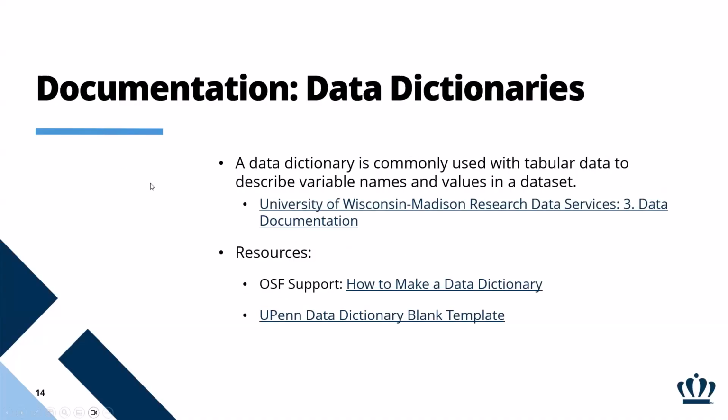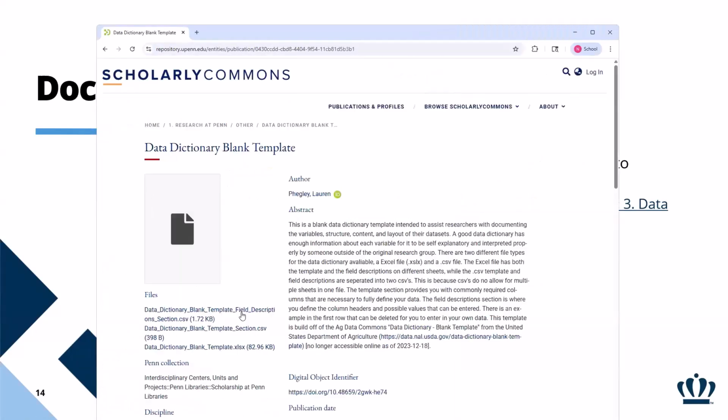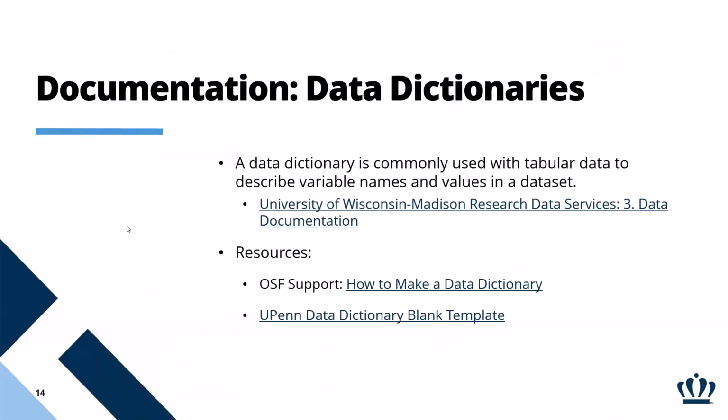Another form of documentation is a data dictionary. It's commonly used with tabular data to describe variable names and values. I like this page by OSF. It also has examples that you can go and see. And this MUPED data dictionary is another blank template that you can use. You can just download it as a CSV or a spreadsheet, and then use that for your own work as it makes sense to do so.